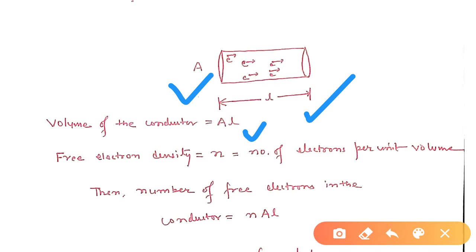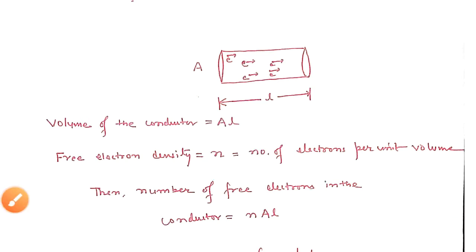Now let us assume one thing, that the free electron density, that is the number of electrons per unit volume, is n. So the number of free electrons in the conductor will be equal to nAL. n is the density, electrons per unit volume, and the volume is AL. So the total number of free electrons in the conductor will be equal to nAL.